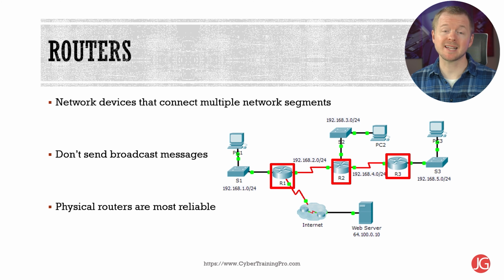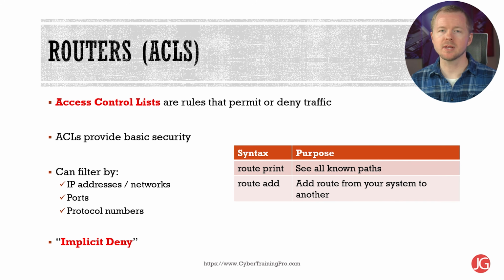Routers are network devices that connect multiple network segments so that we can route traffic between them. Routers don't pass on broadcast messages, and so each segment connected is considered its own broadcast domain. You might see software that allows routing capabilities, but typically the best and most reliable option is a physical router like those from Cisco.